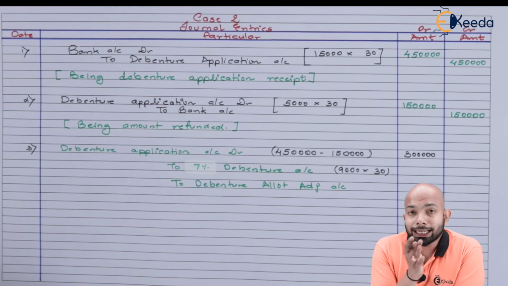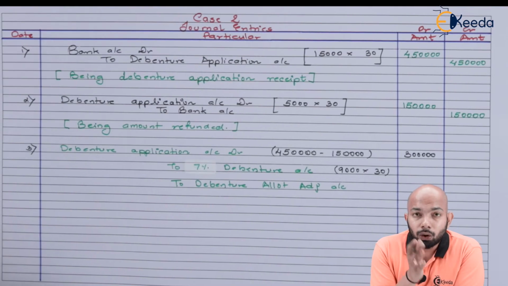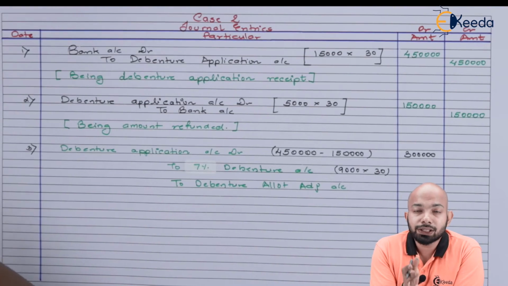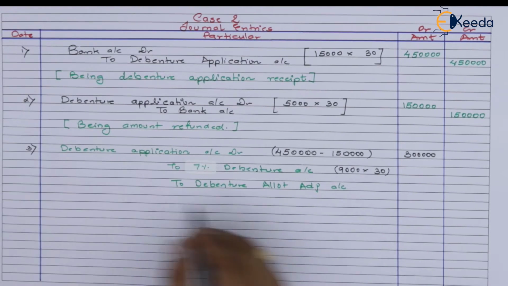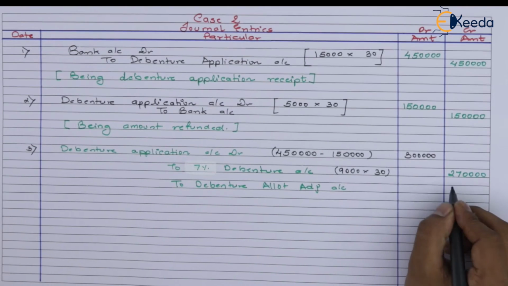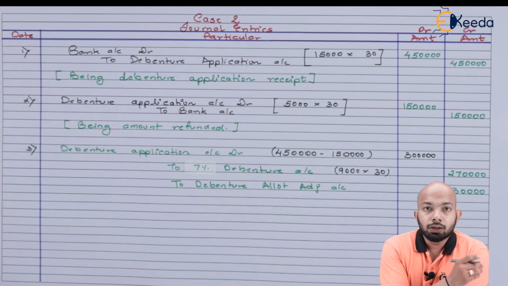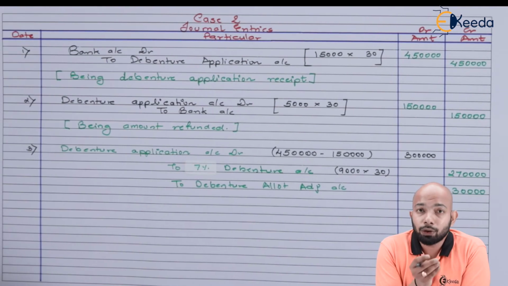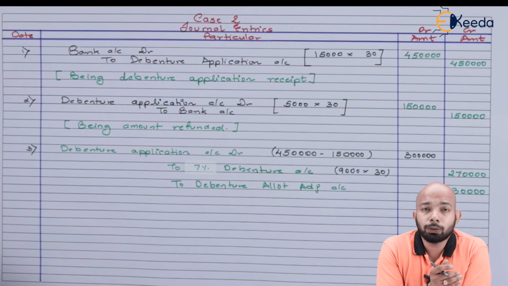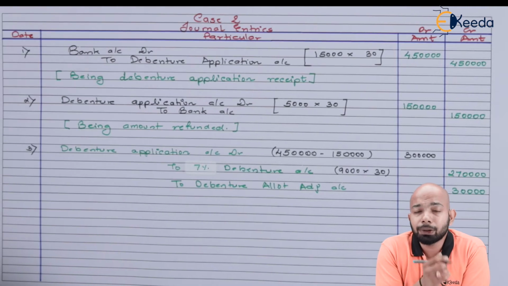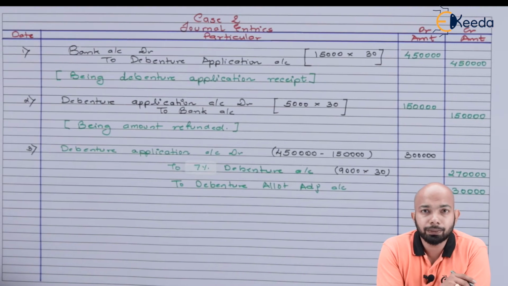Now, 3 lakh is what we have mentioned on the debit side. On the credit side, 7% debenture will have 9,000 into 30. So the total additional amount that we have on allotment is 30,000 itself, that can be utilized further, whenever the receipt of allotment money is supposed to be done, that money can be adjusted there.